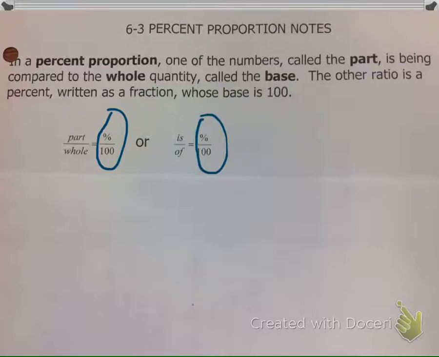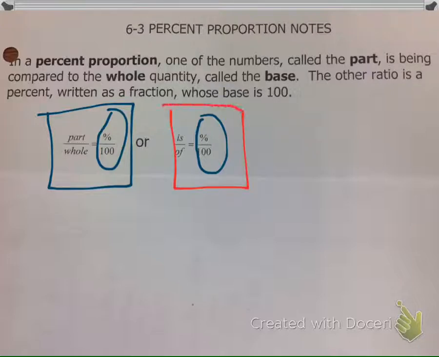And sometimes we'll use part over whole, which is what you see here. You'll see me use these interchangeably depending on the problem. Sometimes you'll have more basic word problems where it will make sense to use the is over of equals percent over 100, and sometimes you'll have a word problem where saying part over the whole would make more sense. And you're going to see that as we go on.